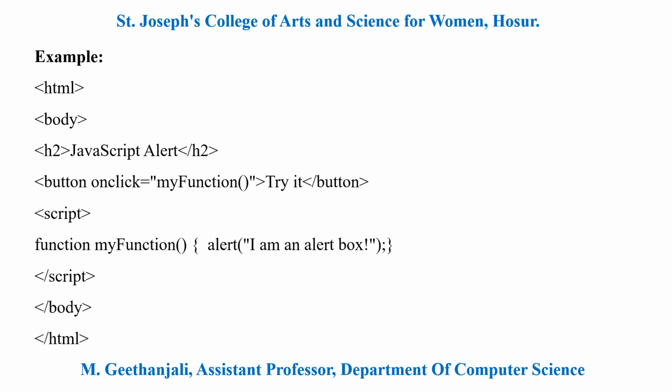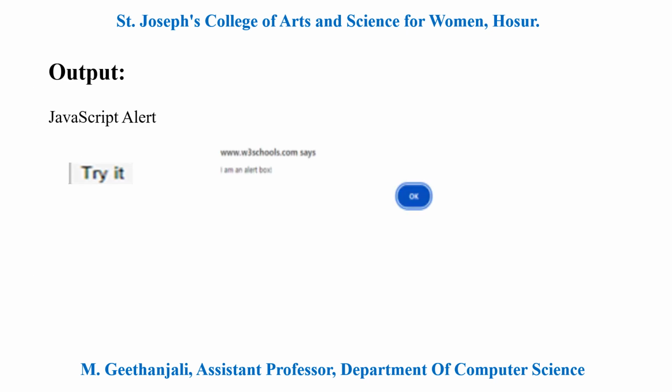Here this is the example for the alert method. Here this is the output. That output is the JavaScript alert. Here if you click Try it, then the alert box will come. In that alert box a message will be given, that is, I am an alert box.